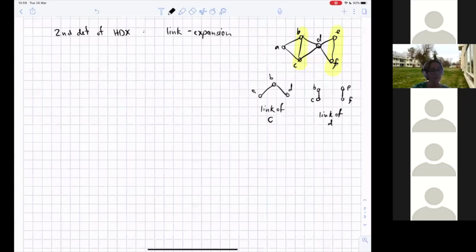Notice that this link is a disconnected graph. So even though if you look at this fish, it's a connected graph, at one level above it's disconnected, and we see that you already see it in the link of D. Okay, so what was our definition of link HDX?